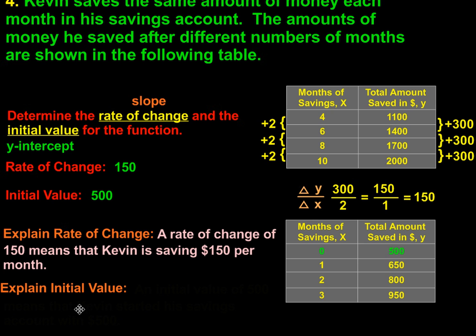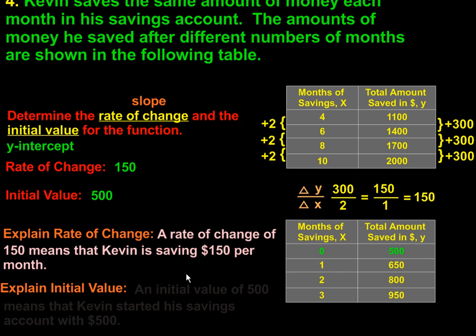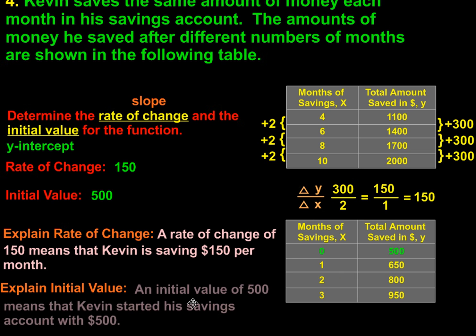What does it mean to have an initial value of 500? That might seem odd. Why at 0, you might think that the total amount of money here would have been 0, but it wasn't. So how does that work out? Well, an initial value of 500 simply means that Kevin opened his bank account with $500. So when he created the bank account, he put 500 in, and then from that point on, he's been putting $150 in each month.